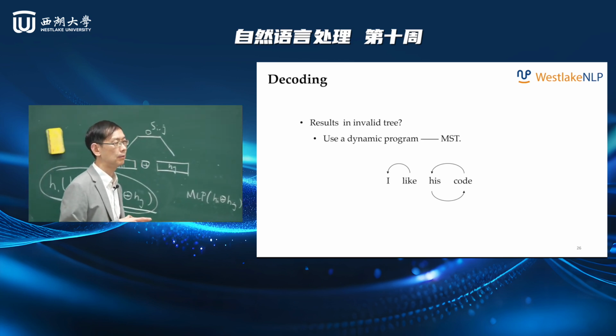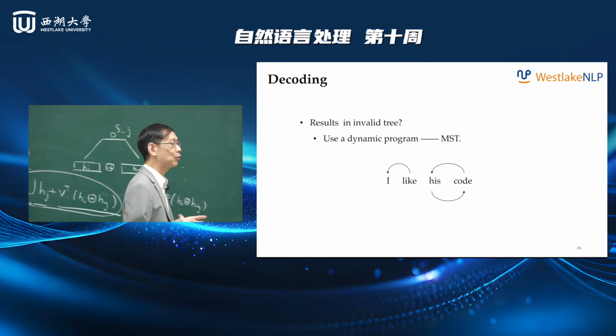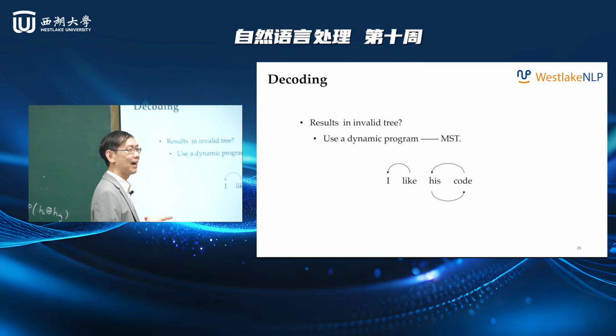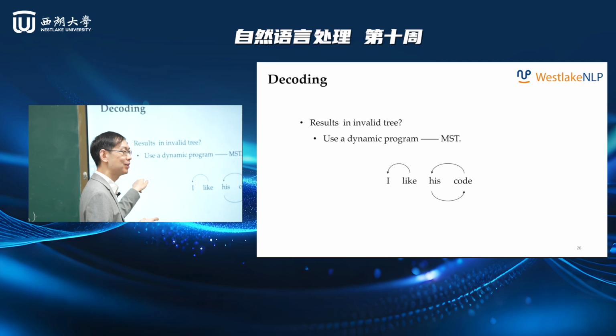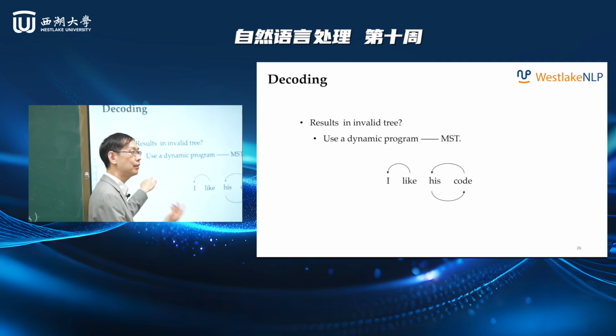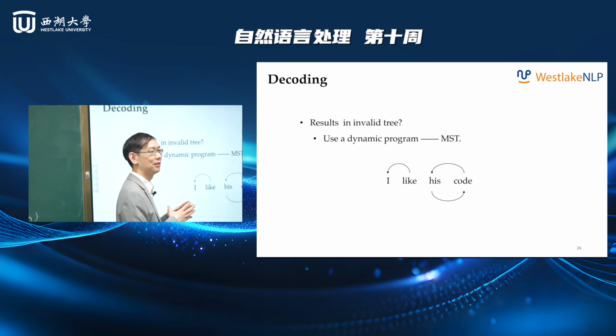So how do you solve the problem? You need to make use of your knowledge from the algorithm class, okay? I want to find a tree. I want to add up all these arc scores to find the highest scored tree, with the sum of the arc scores being the largest. What is this algorithm called? Maximum spanning tree, okay? Yes, a lot of you are familiar with that.